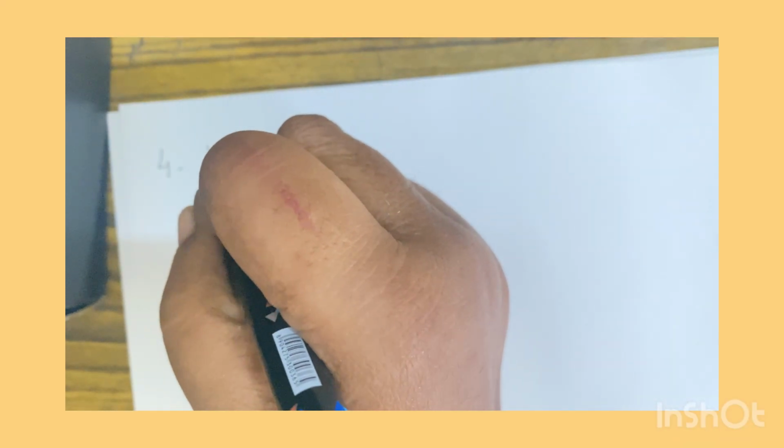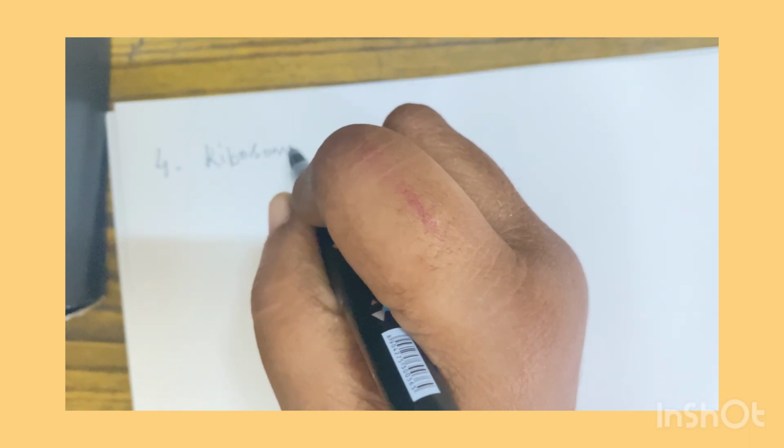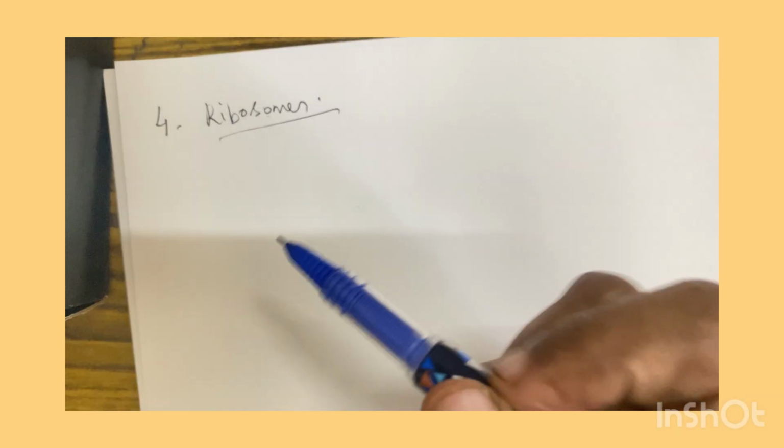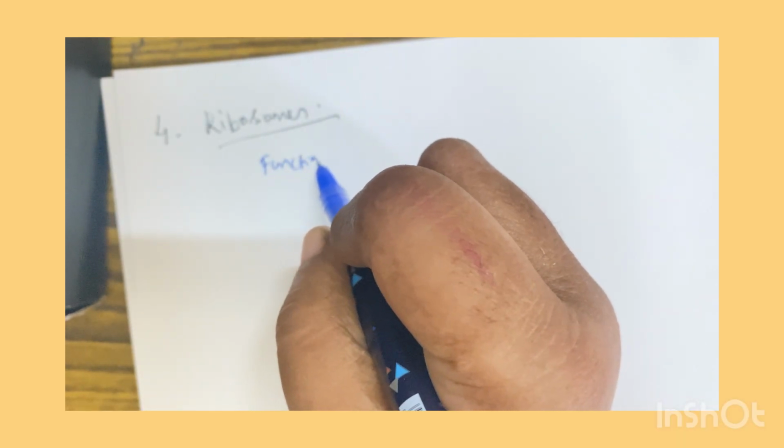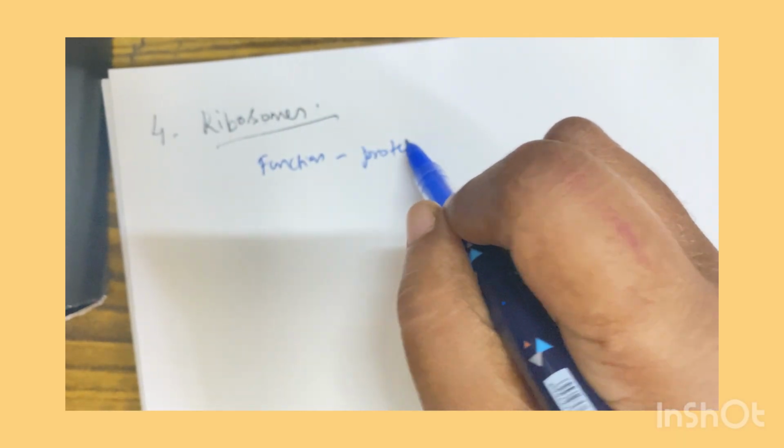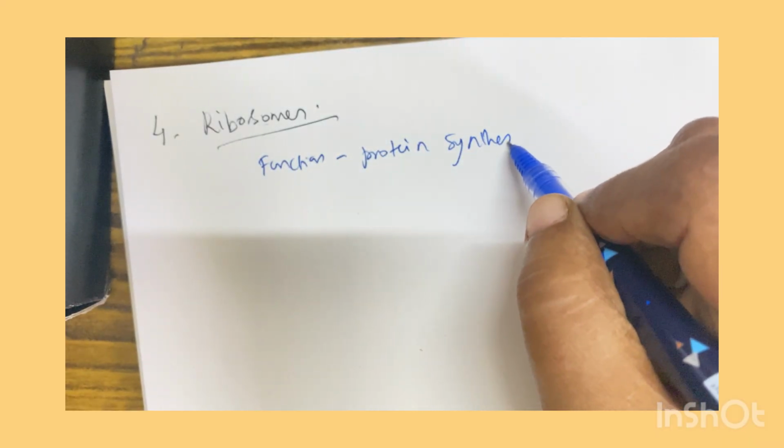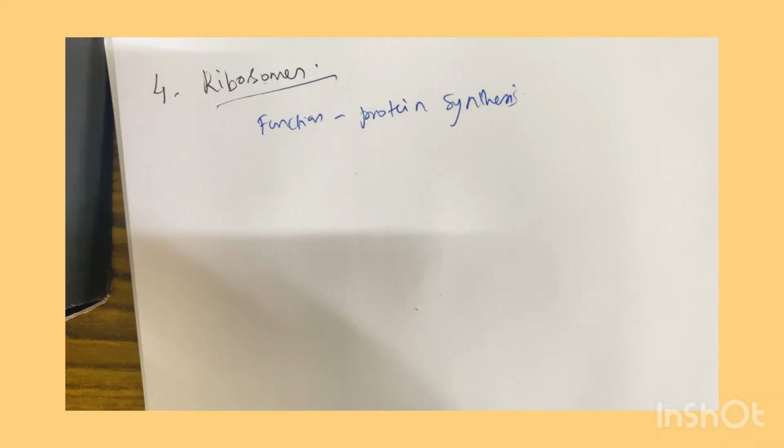Okay. Now, we will go to the next organelle of our interest. It is your ribosomes. I guess we finished 3, right? Yeah, this is the 4th one, ribosomes. Ribosomes function is basically protein synthesis. Protein synthesis. Okay. Now, the neat fact about ribosome.